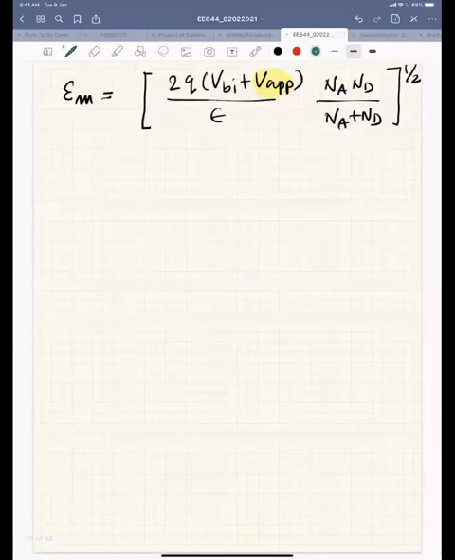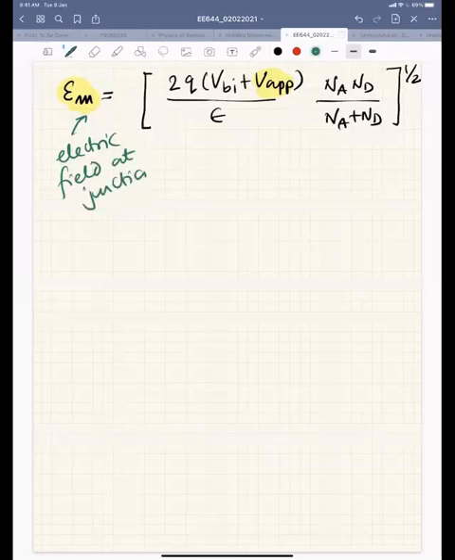Okay, so this is my maximum electric field, the electric field at the junction. As you go on increasing your applied voltage, the field at the junction is also increasing. But silicon can withstand only a certain electric field, and that field we call the critical field. For every material, the critical field is different.